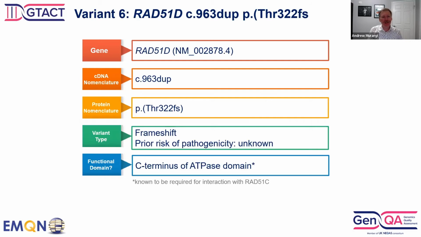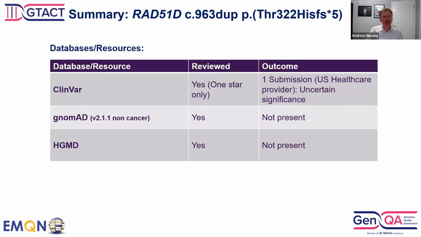All right, so the last variant is the RAD51D. It's a frameshift variant. Prior risk of pathogenicity is unknown, and it's in the C-terminus of the ATPase domain. Next slide, please. So ClinVar has one submission for this variant, classified as being of uncertain significance. It is not present in the gnomAD non-cancer database and is not present in HGMD. Next slide, please.